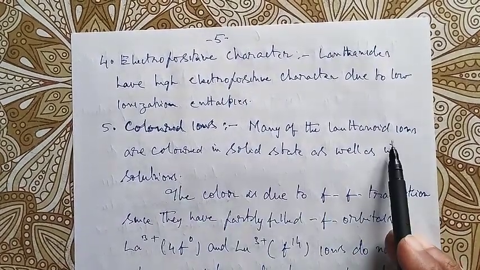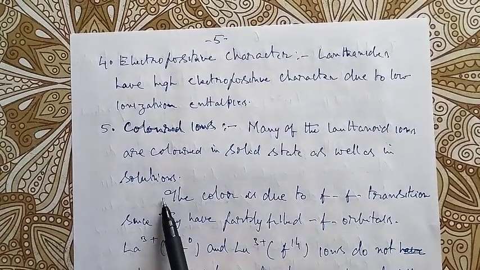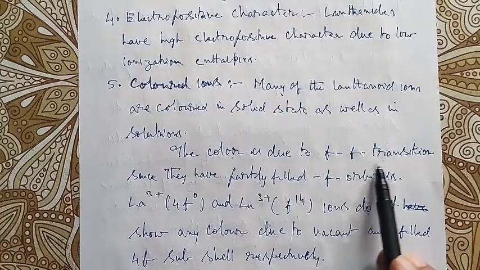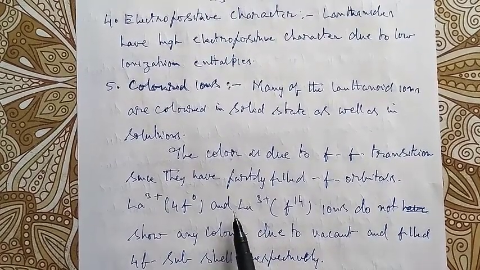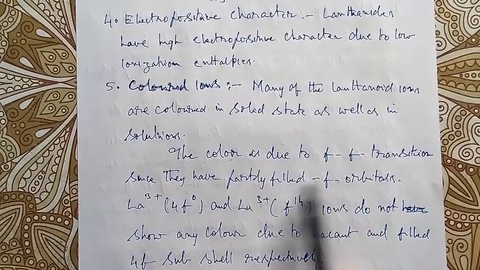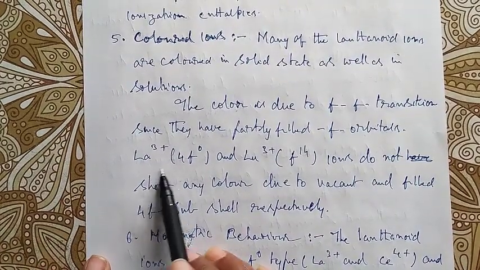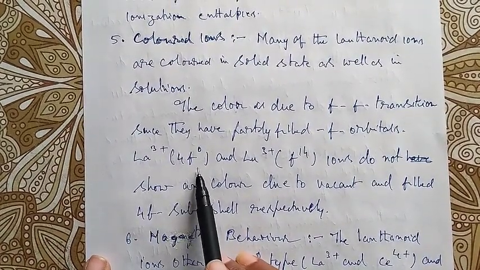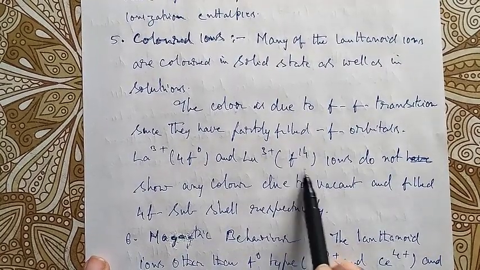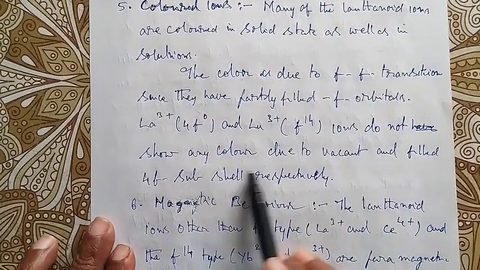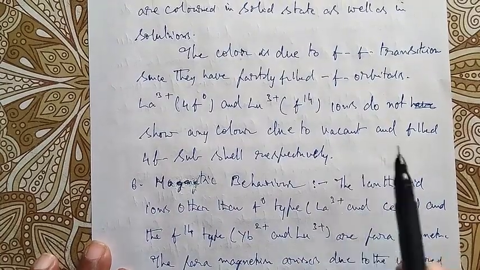Colored ions. Many of the lanthanide ions in their compounds are colored in solid state as well as in solutions. The color is due to f-f transitions. An f-f transition means from one f orbital to another f orbital, since they have partly filled f orbitals. The lanthanum 3+ ion, which has 4f0 configuration, and the lutetium 3+ ion with 4f14 configuration do not show any color due to vacant f orbitals and fully filled 4f orbitals respectively.